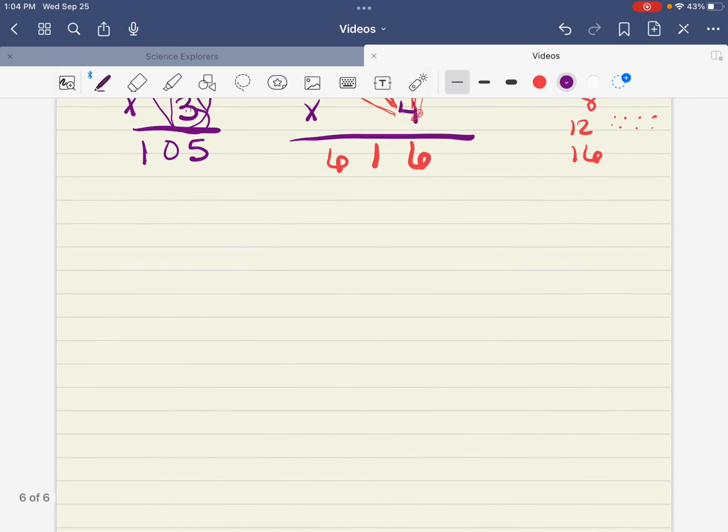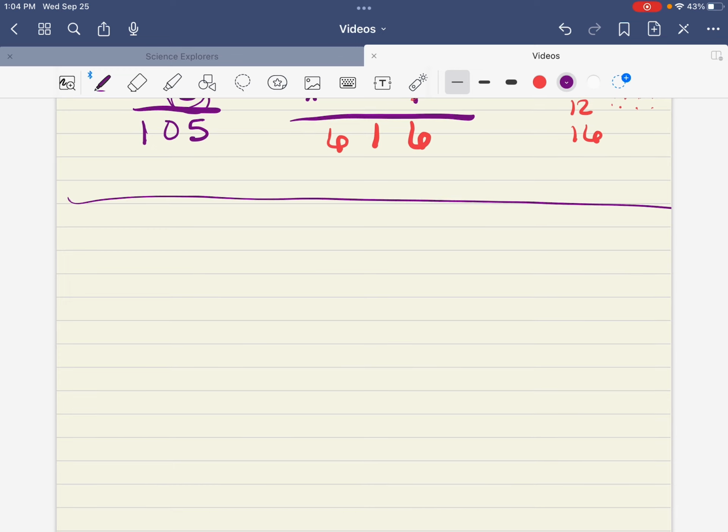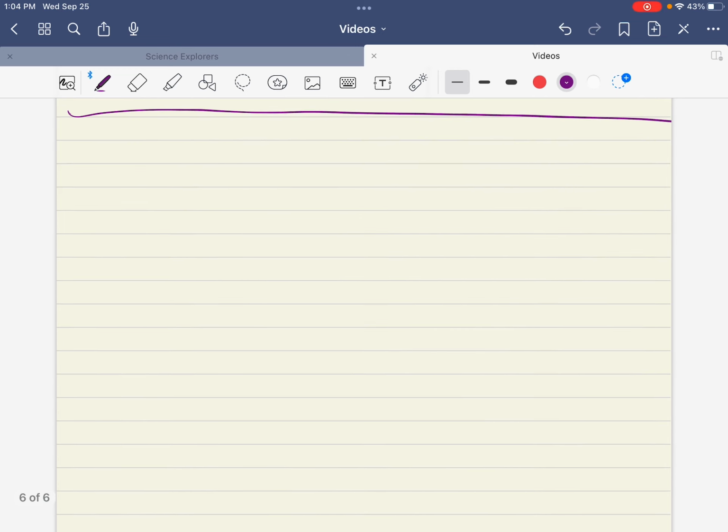So let me switch colors and show you what I mean. If we come down here and let's say I have 58 times 32. What we're essentially doing is first taking the 2 and multiplying it by the 8 and the 5, and then we're going to slide over to the 30 and multiply that by the 8 and the 5. One way we can do this is to organize it all in one problem. So we'll do the 2 in red.